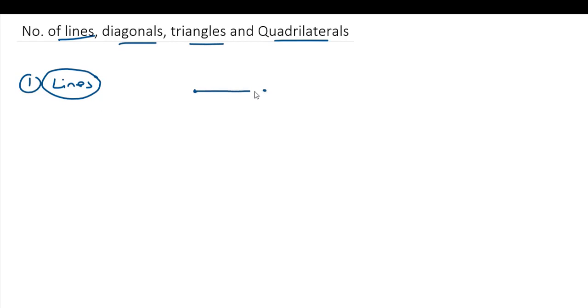Let us now understand how to find the number of lines, diagonals, triangles and quadrilaterals that can be drawn from a given set of points. So let us first start with the lines. Now for drawing a line, we need any set of 2 points. So if we have a set of 2 points, we can draw one line. So if we have another point, we can draw 2 more lines.